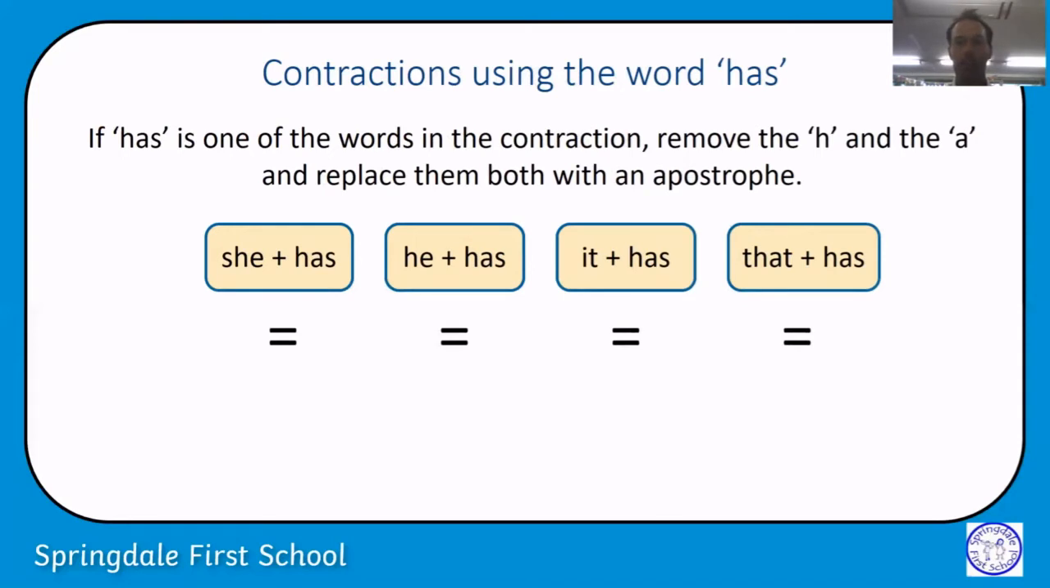Now if has is one of the words, what we need to do is remove the H and the A. We need to remove both those letters and replace them with an apostrophe. So I'm going to start. She has, he has, it has, that has. She has will become she's. He has will become he's. It has will become it's. And that has will become that's. So she has is she's. Pause the video here and see if you can write down the three other contractions.